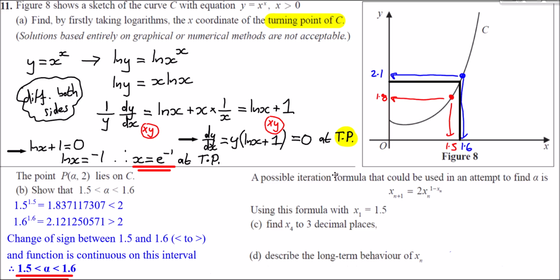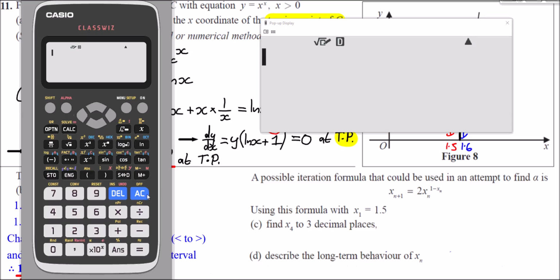Now, we could use a possible iteration formula that finds alpha exact. So one possible iteration formula is x subscript n plus 1 equals 2 lots of a previous value of x to the power of 1 minus that previous value of x. So we're going to use this formula with the first value of x being 1.5. We're going to find x to the power 4 to 3 decimal places. So I'll show you how to do this quite quickly.